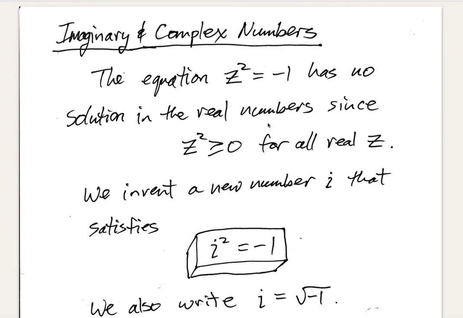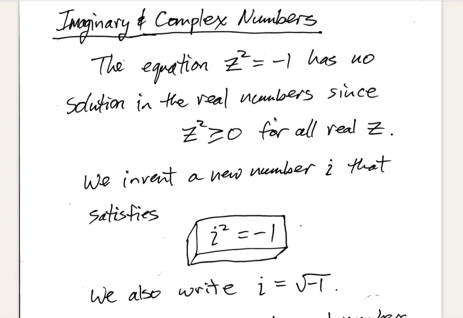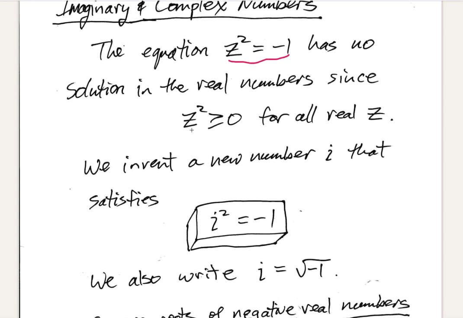Okay, in this video I want to start talking about imaginary and complex numbers. Let's consider first this equation, z squared equals -1. Observe that this equation has no solutions in the real numbers. Since, if you think about it, take any real number and square it, I get a number that's greater than or equal to 0. So how could it equal -1? Well, that would be impossible for a real number.